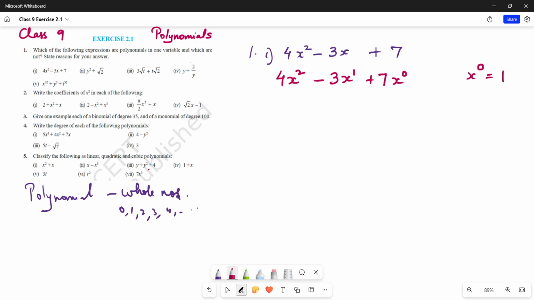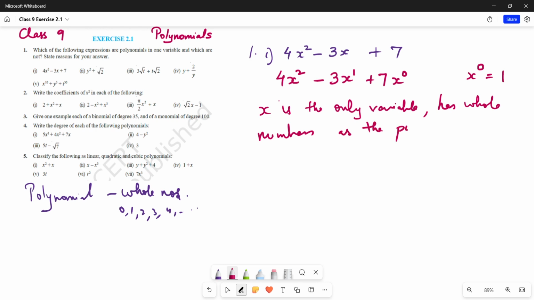And what about whether it is one variable or not? Yes, x is the only variable. So it's one variable. So your reason is x is the only variable. So it's a polynomial of one variable, and the only variable x has whole numbers as its powers. So you can conclude that this is a polynomial in one variable.